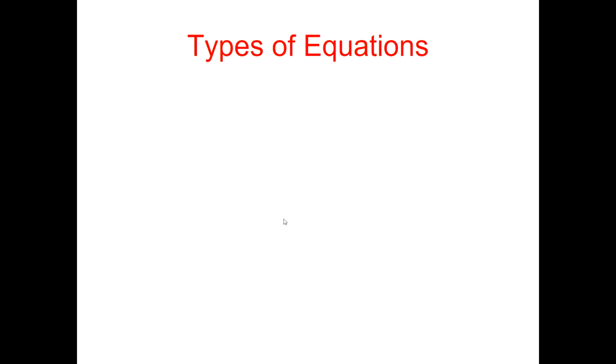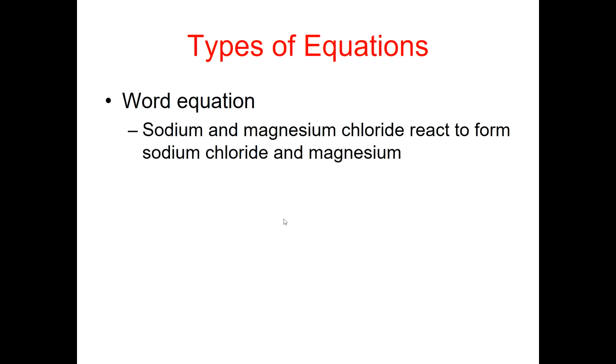Now, different types of equations that you're going to encounter in this unit. You're going to encounter word equations. So that would be taking into account the reactants in the equation, the products, and reading those out like a sentence. So sodium and magnesium chloride react to form sodium chloride and magnesium.